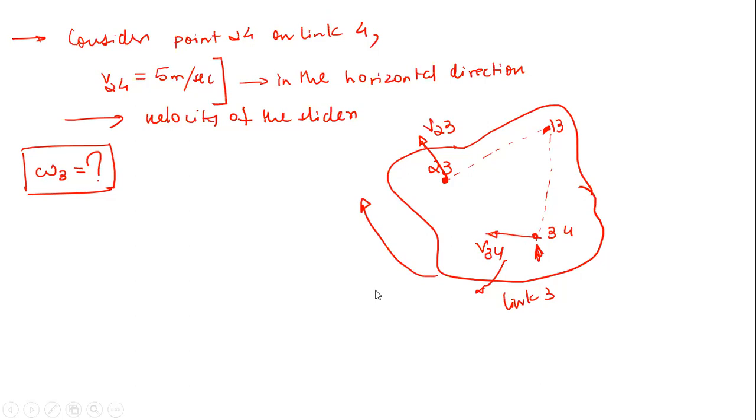Now just tell me how to calculate this omega 3. This is now very easy. Omega 3 will be some linear velocity divided by some radius, obviously, because we know that V equals R omega. So now you have to figure out which radius I shall take, or which linear velocity I shall take here. Shall I take V34? Will that be useful?